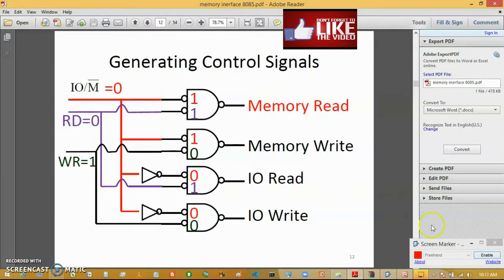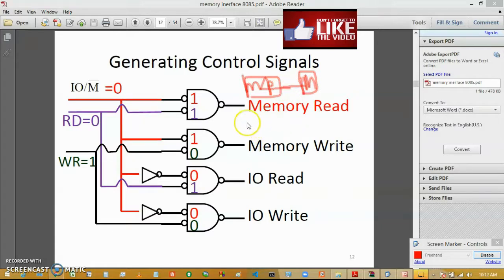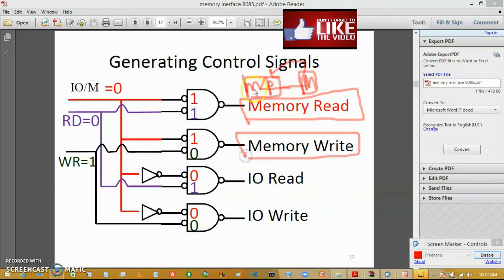Next, the control signals. Whenever we interface memory with the microprocessor, suppose this is your microprocessor and this is your memory, certain operations can be performed. Memory can be read, that means data can be read from the memory, and memory write means data can be written onto the memory. The same happens in the case of the IO: data can be read out of the IO and data can be written into the IO. That means 4 operations are possible: memory read, memory write, IO read, IO write.